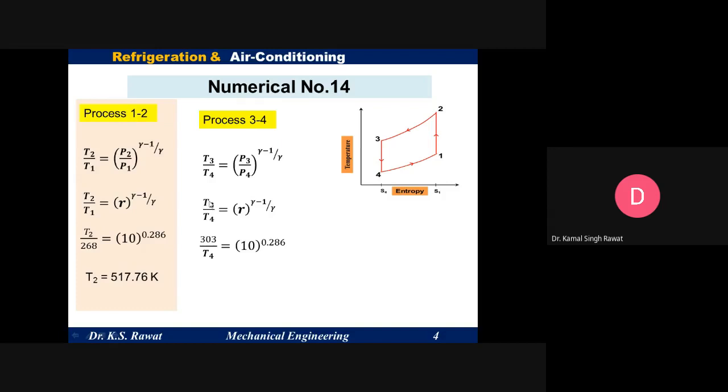We just put the value of T3, 303, divided by T4 which is unknown, equals 10 to the power 0.286. Now calculate the value of T4. Sir, 157 Kelvin. 156.799. Okay, 157. So we will take T4 equals 156.83 Kelvin. Okay. So now we have done this process and this process, and we have calculated these two temperatures. So we have all 4 temperatures.